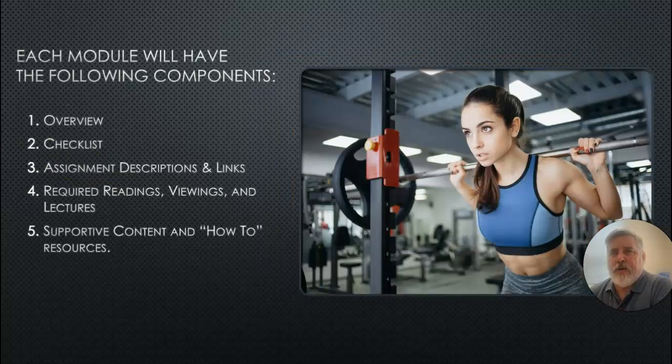For each module, I will provide an overview and a checklist, assignment descriptions and links. You'll also have required readings, viewings, and lectures, and then supportive content and how-to resources. If this were a class during the semester, we would probably meet 3 days a week, and for the first 10 minutes I'm probably going to be lecturing, or on Monday I might lecture for 20 minutes and then not lecture the rest of the week. Bottom line is there's a cognitive portion to this course. It's 2 hours of credit, so we have to have a cognitive portion. And there's also a physical activity component.